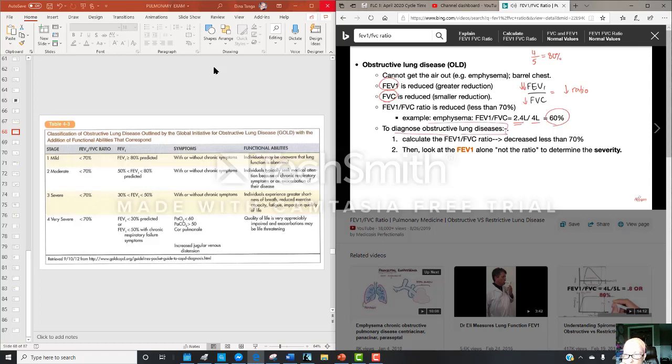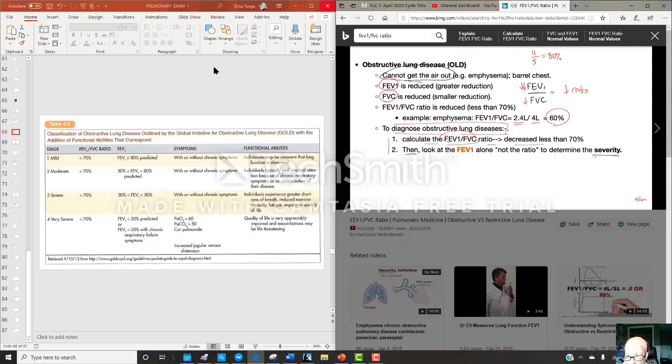So to diagnose an obstructive lung disease, you need 2 steps. Number 1, you calculate the FEV1 to FVC ratio and it's gonna be less than 70%. That's the definition of an obstructive lung disease. Why? I cannot get the air out, especially in the first second.